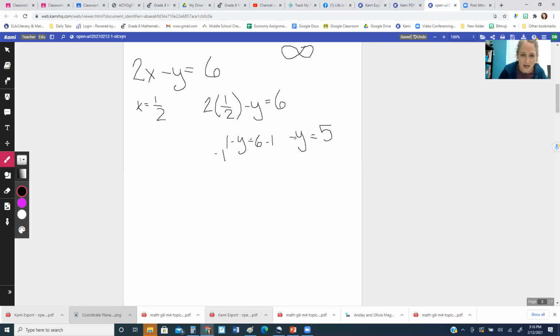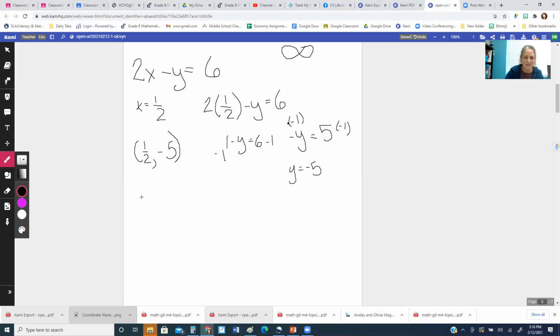So I have kind of an invisible little -1 there. So I can multiply this side times -1, and I can multiply this side times -1, right? And then I can get rid of this negative. Okay, so y equals -5. Does this work? Yeah, because 1 minus a -5 is positive 6. So my solution is 1/2, comma, -5.